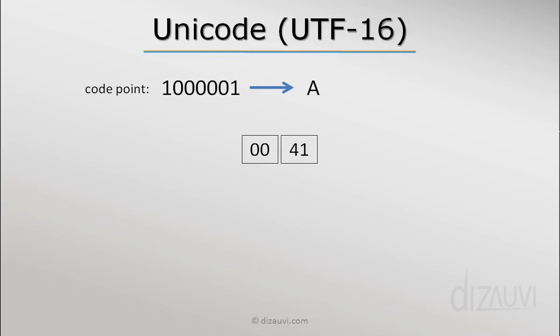But is this the only way? I mean, can we not represent it like this? That is, we start storing from the most significant byte first. And it does kind of look counterintuitive. That is, why would anyone want to do that?